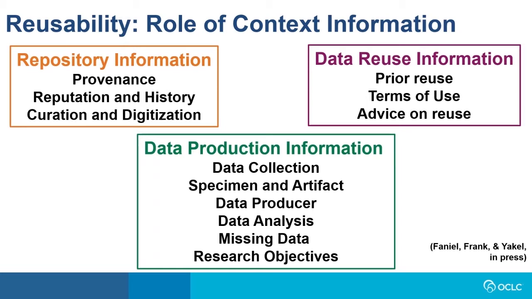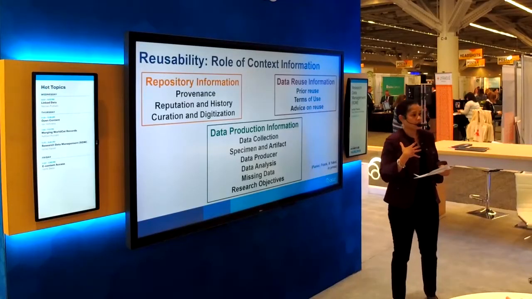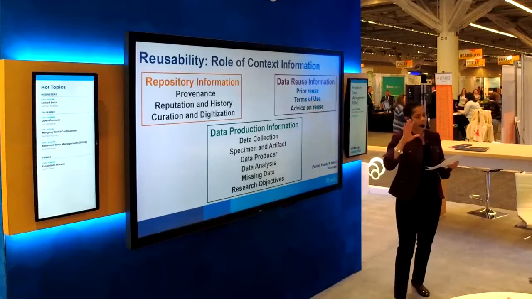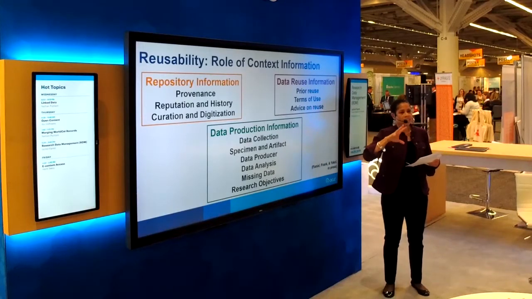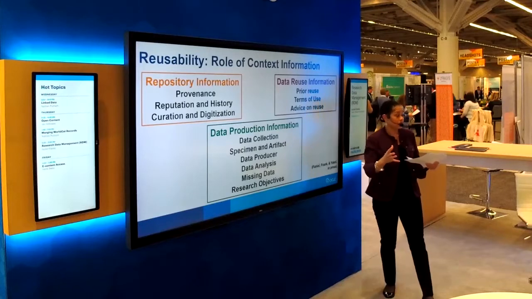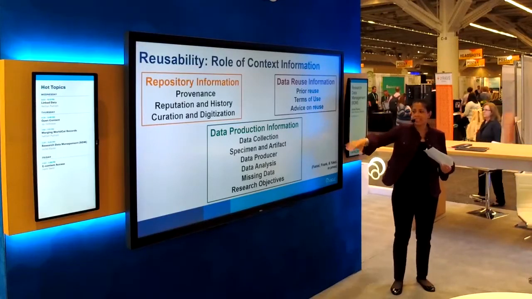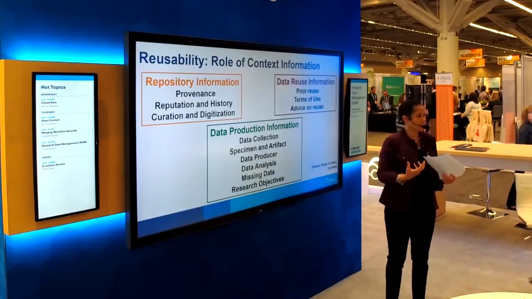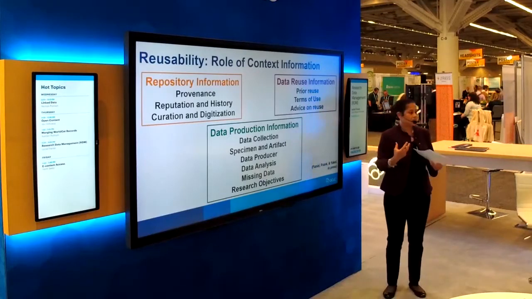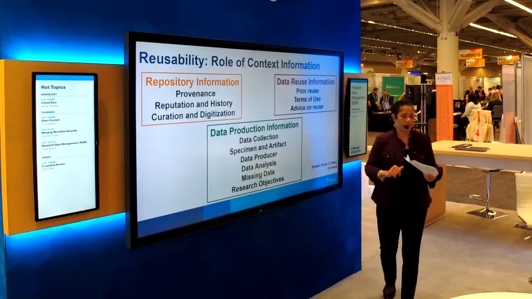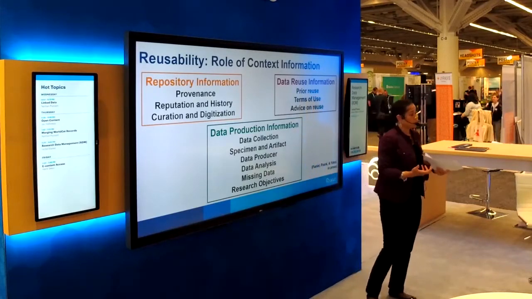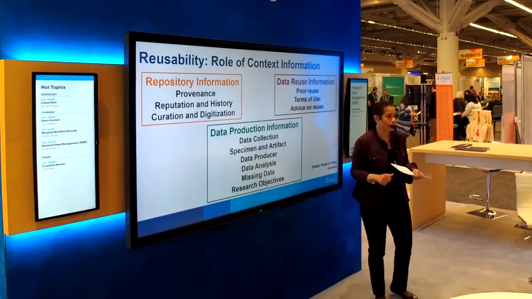This is based on interviews and observations with 105 researchers in those three areas. I thought I'd start first by talking about the information data reusers need. We call it context information, and I started studying data reuse probably in 2010. I was particularly interested in, and found, the importance of the context of data's production, and walked away with that understanding. By data production, in this square here, we're talking about information about data collection. In the case of zoologists and archaeologists, we're talking about specimen and artifact information. Information about the data producer is important, data analysis information, missing data, and research objectives.